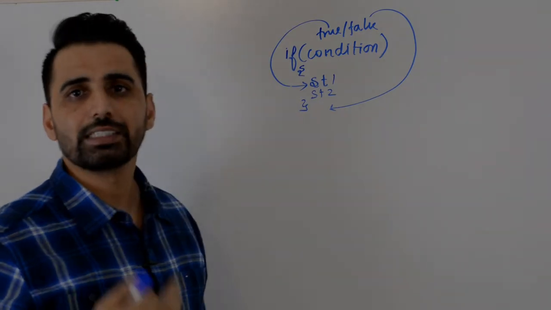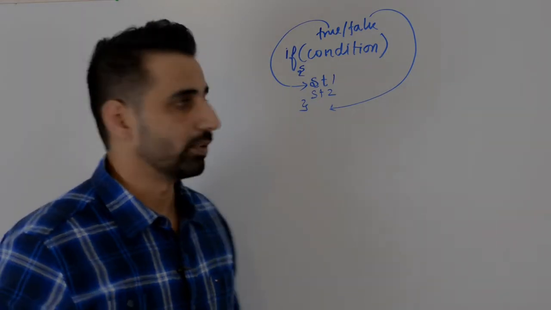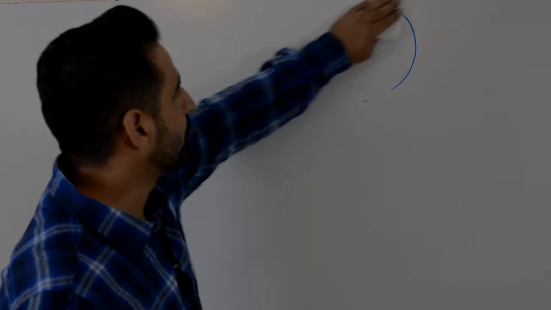So what we said: if the condition is true, the statement will execute. If the condition is false, then the statement will not execute. Let's do one program for this. I want to check if A is greater than B. So I have to check only if A is greater than B. I'm not checking if B is greater than A.